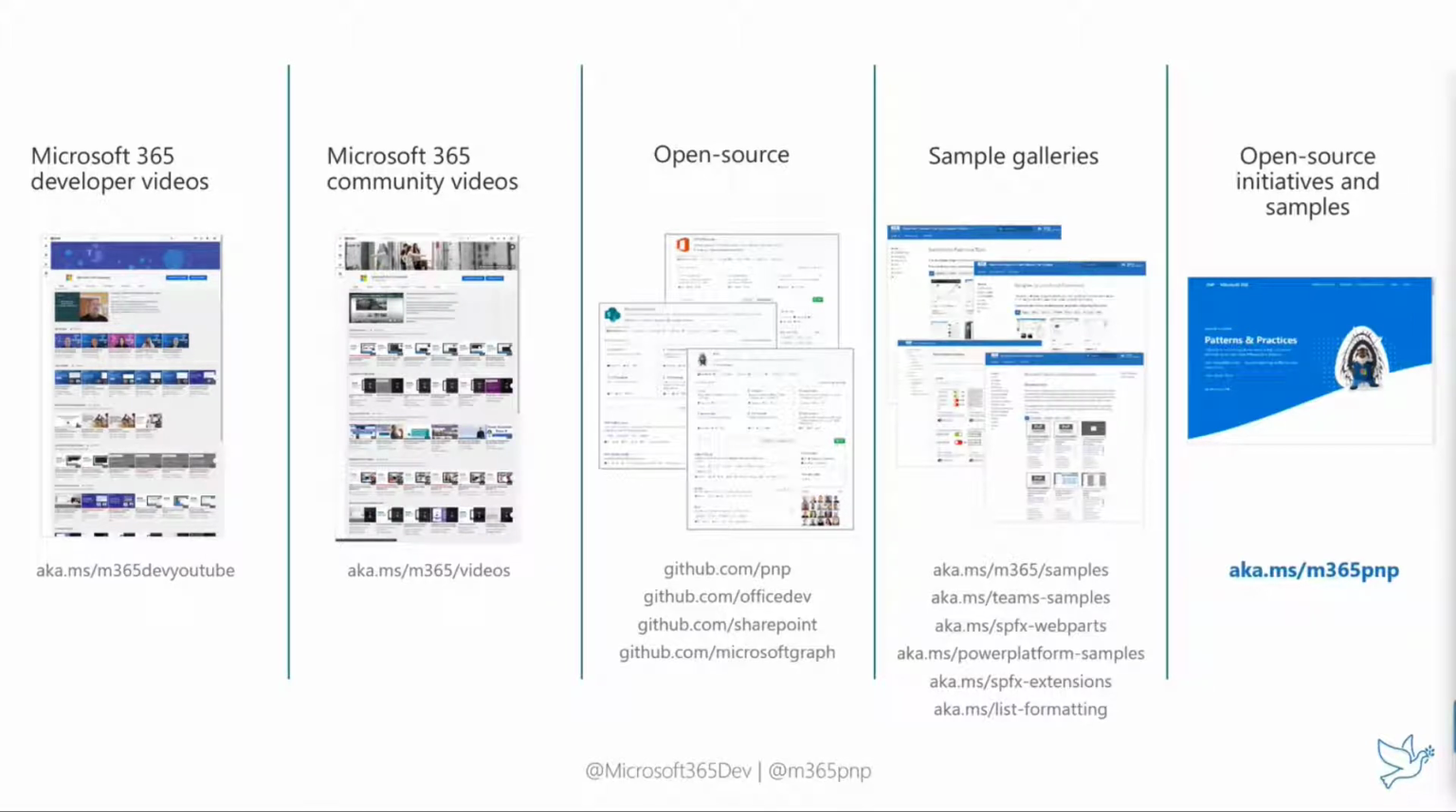And if you're wondering that there are too many URLs to remember, luckily there's only one, which is aka.ms/m365pnp, which points to the Microsoft 365 platform community site.